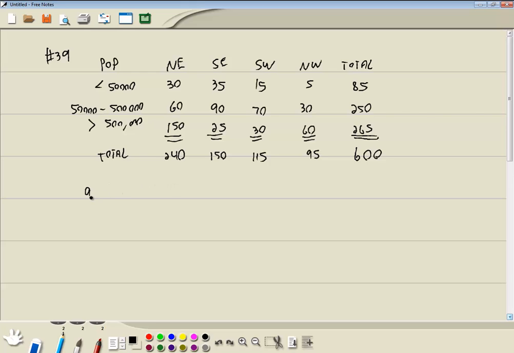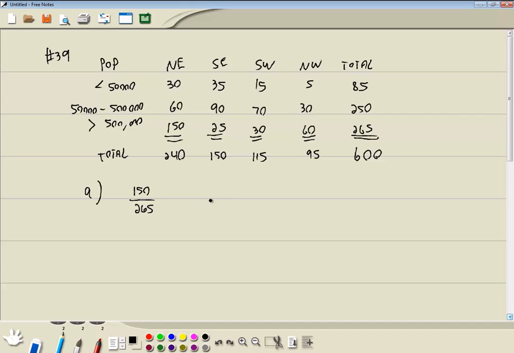Now A. Given that the restaurant is located in a city with a population over 500,000, so they've narrowed it down to only looking at this row, because we're looking at over 500,000. What is the probability that it is in the northeast? Well, in this row, there's 150 in the northeast. So we're going to have 150 over 265. Since we narrowed it down to just this row, the 265 is the total.